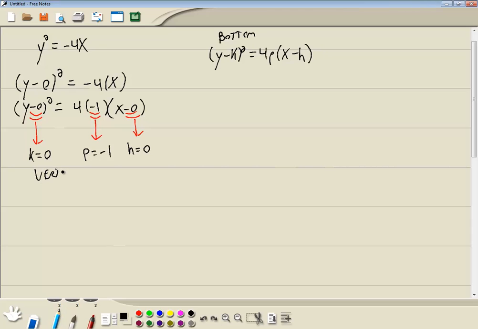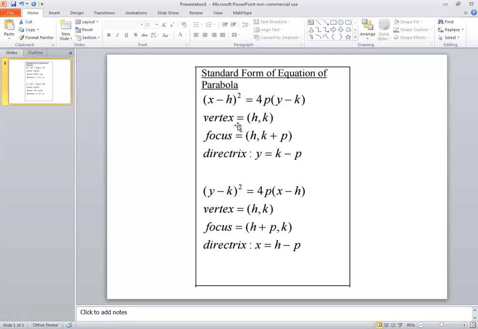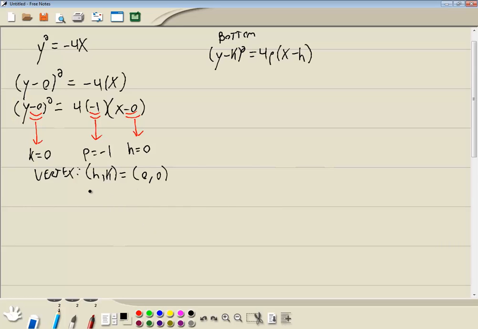Now, even though they don't ask for it, we'll need it. The vertex is always (h, k), no matter which formula you use, top or bottom. So h is 0, k is 0. So our vertex is (0, 0). Now we're working with the bottom formula. So our focus is (h plus p, k). So (h plus p, k) will be our focus. Well, h is 0, p was negative 1, k is 0. So it'll be (negative 1, 0) for our focus.